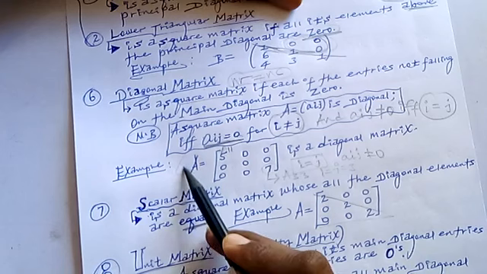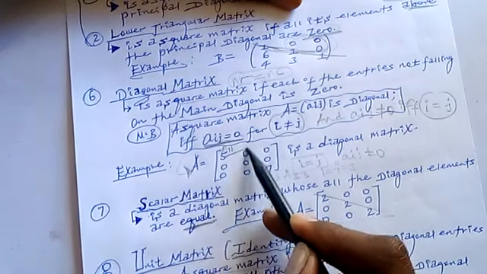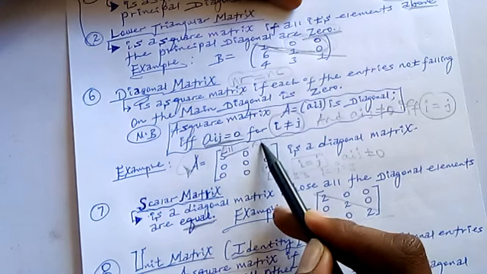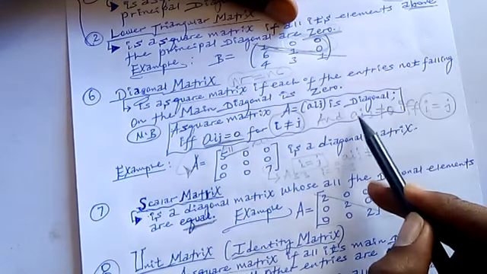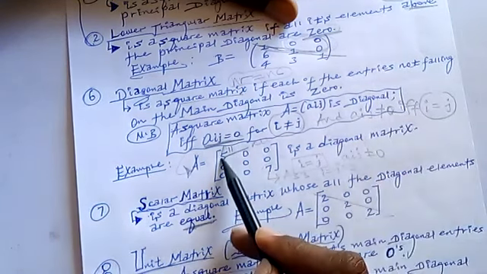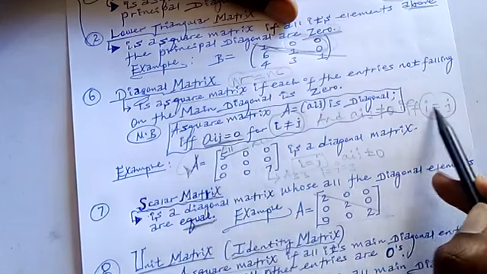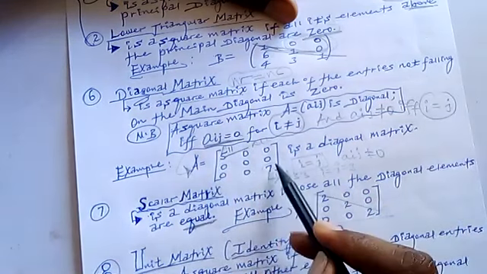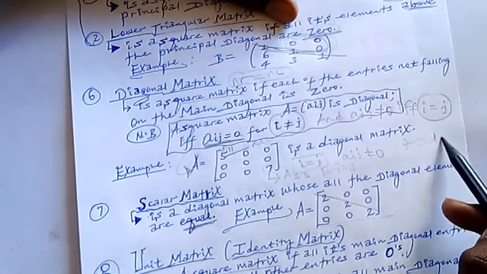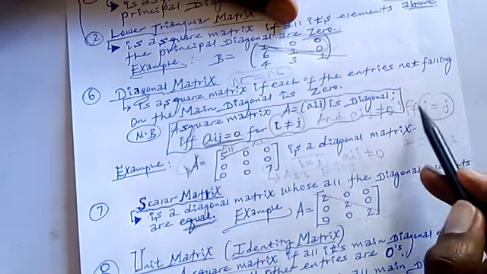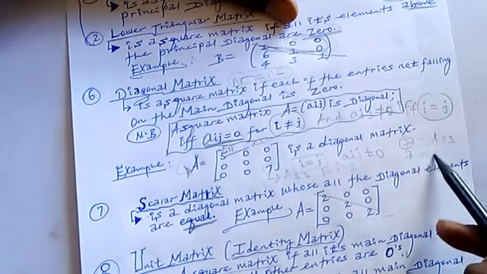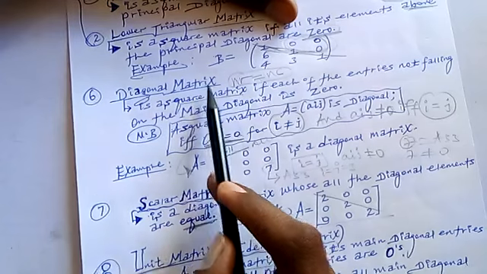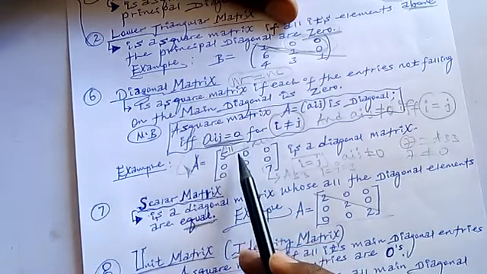Here, this example shows that 5 is A11, that means i is 1, j is 1. Therefore, i is equal to j, and Aij is different from 0. Here, 5 is different from 0 because i equals j. Also, 7 is A33, so i is 3, j is 3. Therefore, i equals j and Aij is different from 0. So for a diagonal matrix, this definition must always be true.